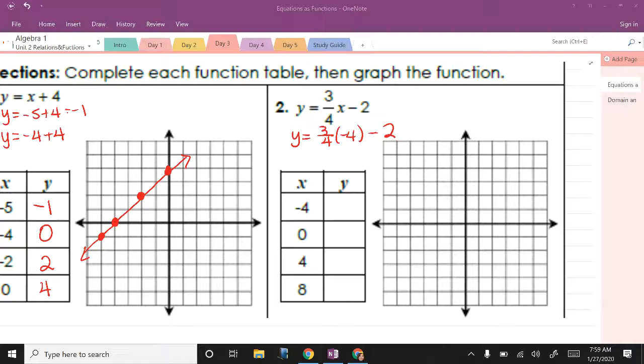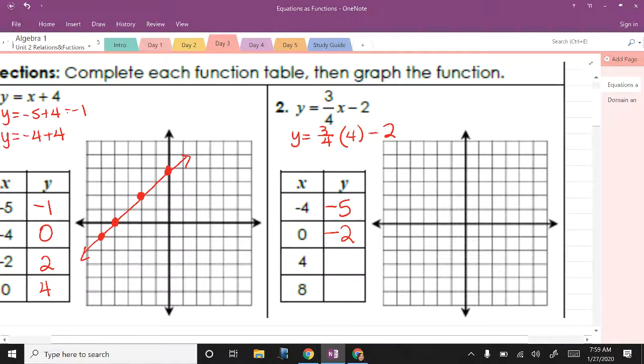Y'all see how I got that? This thing is not wanting to read my pen today. All right, then we can plug in 0, and life is easy. 3/4 times 0 is what? 0. What's 0 minus 2? Now we're doing order of operations, multiplying and subtracting, right? All right, now this one's gonna look like this one, but it's 3/4 times positive 4.